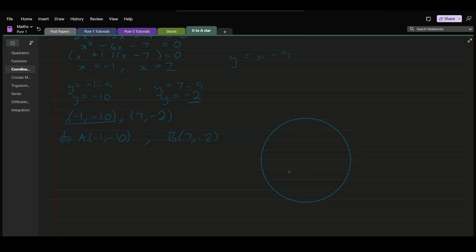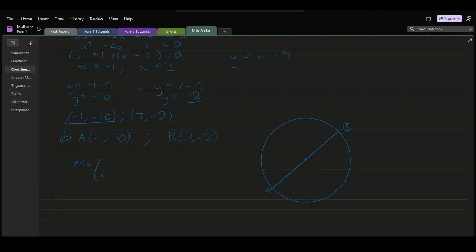Got a circle, and this would be our center, and we're told that this circle has AB as its diameter. So I'm going to assume that A would be somewhere here, and then B would be somewhere here. So A is this point over here, and B is that point over there. To get the equation of the circle, we need the coordinates of the center, and in this case, the center is the midpoint of AB.